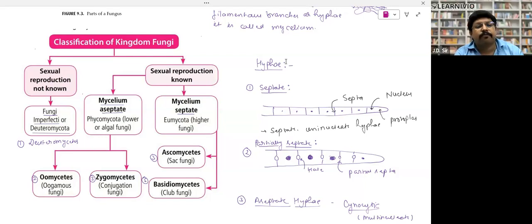For example, vegetative propagation. When any body part breaks down, that is called vegetative propagation. And another is asexual reproduction. So there are two different methods for the reproduction, right?